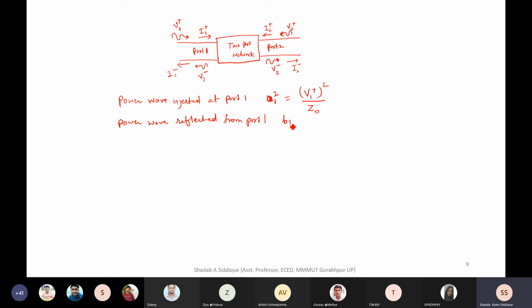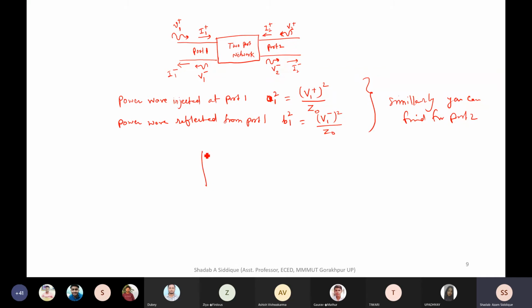So that is represented as B1 square, which is called B1 minus square divided by Z naught. Similarly, you can find for port 2 also, in a similar way. That will be V2 plus square divided by Z naught and V2 minus square divided by Z naught.